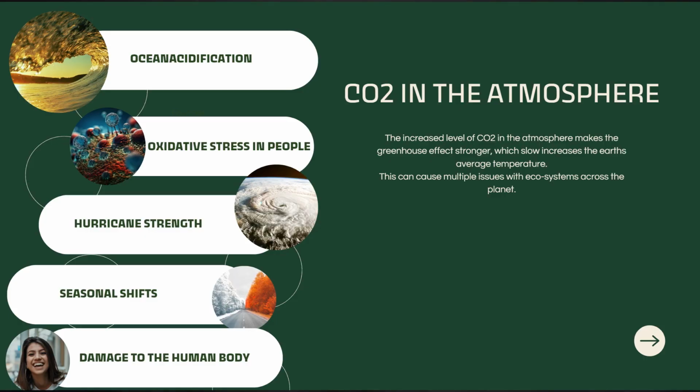The increased level of CO2 in the atmosphere makes the greenhouse gas effect stronger, which slowly increases the Earth's average temperature. This can cause multiple issues with ecosystems across the planet, affecting even humans. Extra CO2 can cause ocean acidification and oxidative stress in humans. It can increase hurricane strength. It can cause seasonal shifts, and it can even cause damage to the human body, mainly in the lungs and esophagus.